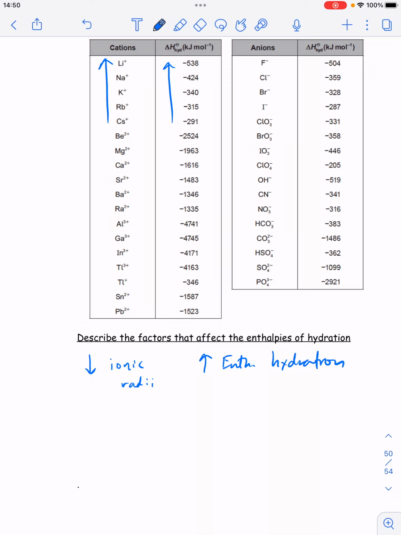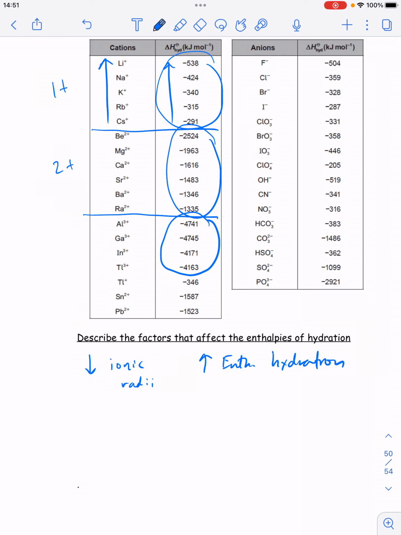The next thing I want to compare is charge on the ions. If you look at the 1+ ions, and then you get to the 2+ ions, and then you get to the 3+ ions, you should see that when you go from 1+ to 2+, you get a big jump in how big the magnitude is. And when you get to 3+, you get significantly higher still, right? So these are 1+ ions, 2+ ions, and 3+ ions till here.